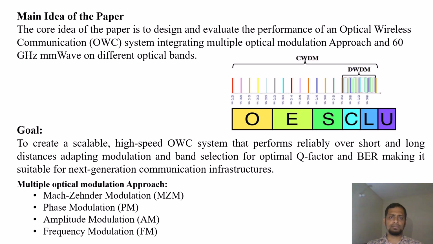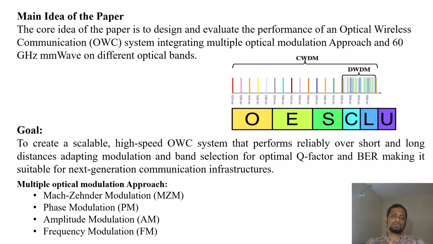The main idea of this paper is to design and evaluate the performance of an optical wireless communication system integrating multiple optical modulation approaches and 60 gigahertz millimeter wave with different optical bands. You can see here the optical bands from O band up to U band.